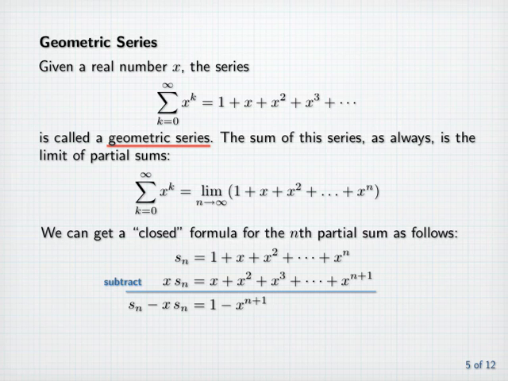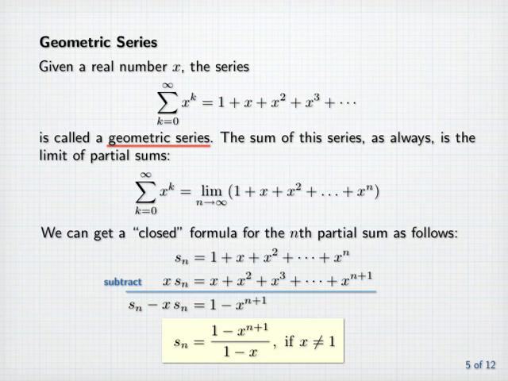We can factor S sub n from the left-hand side here, writing it as 1 minus x times S sub n, so if we divide by 1 minus x, we have S sub n equal to 1 minus x to the n plus 1 divided by 1 minus x, provided that x is not equal to 1. If x is equal to 1, then the series is simply 1 plus 1 plus 1 plus 1 and so on, which is clearly divergent.